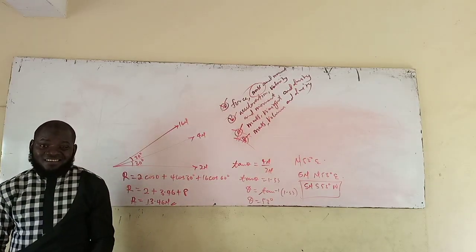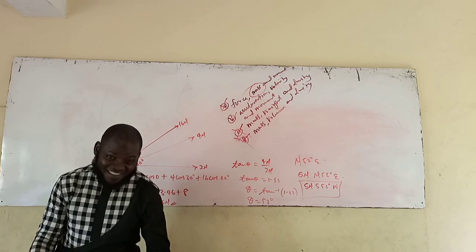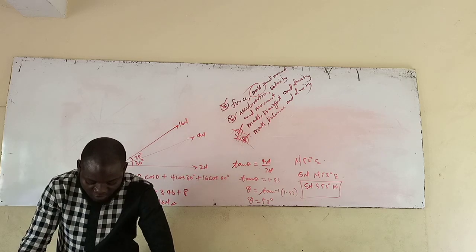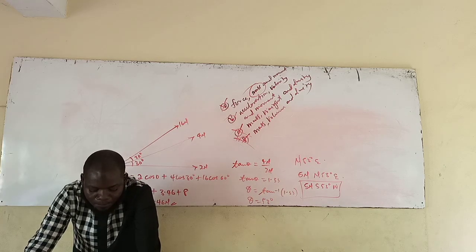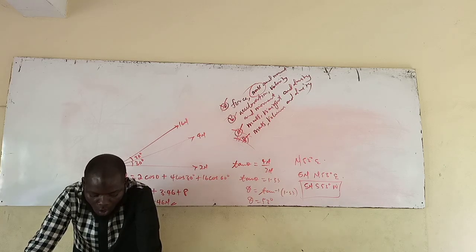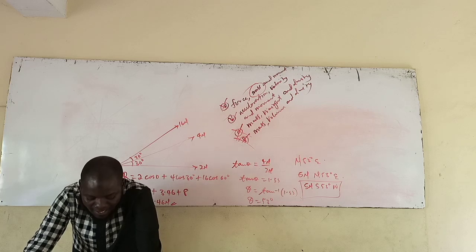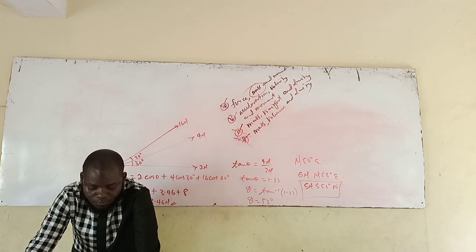Am I clear? Is it clear? So let's see the options. Option A, we have 11.46 Newton. Option B, we have 13.46 Newton. Option C, 19.92. Option D, 14.02. So the correct answer is option B.